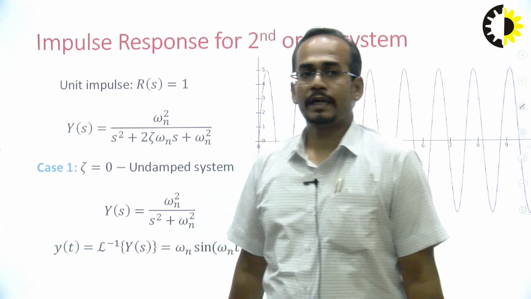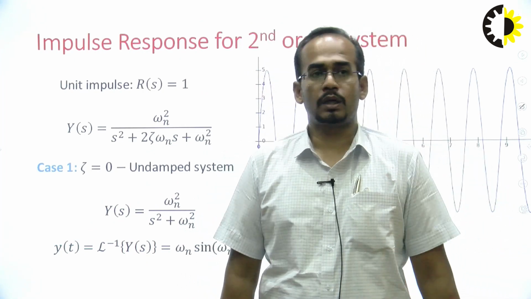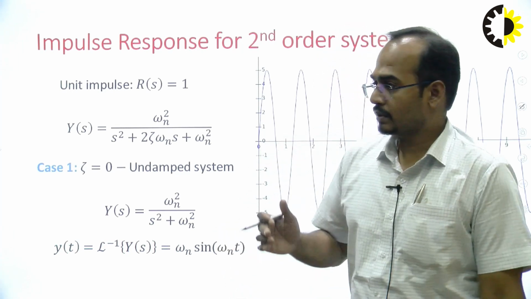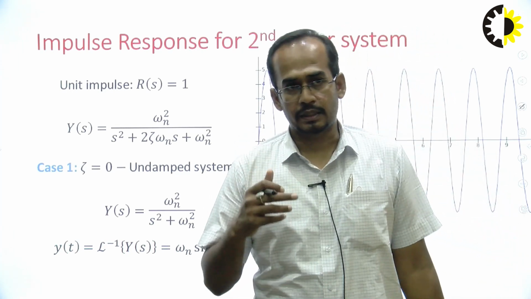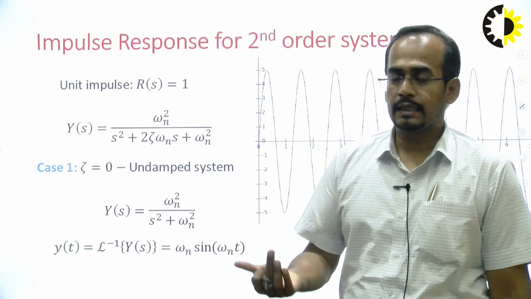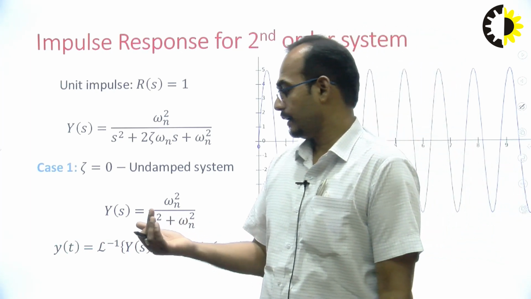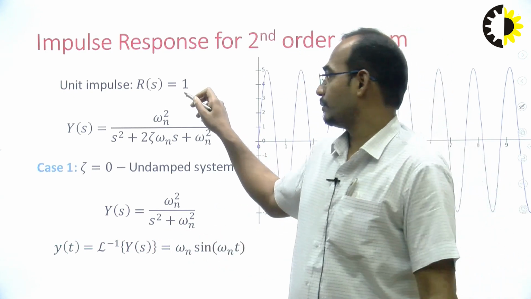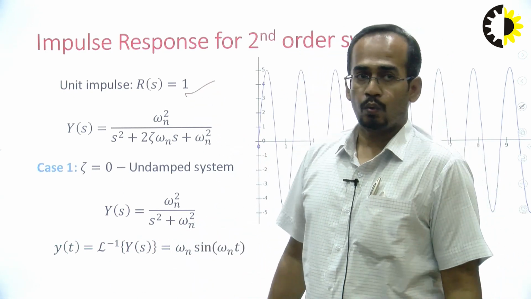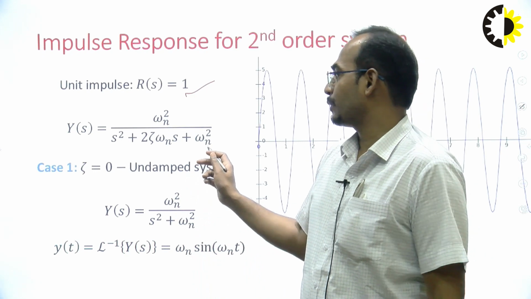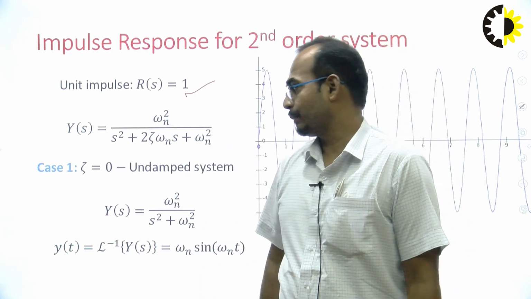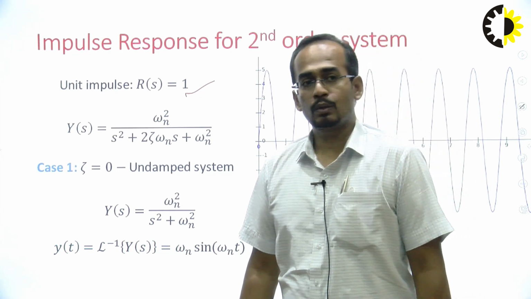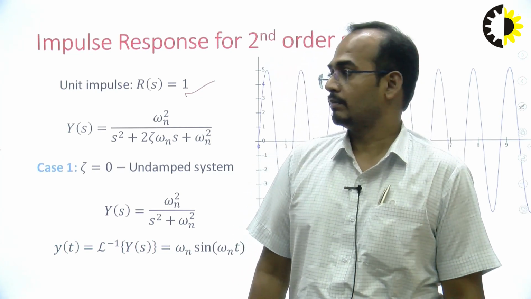Now, what is the impulse response of the second order system? For impulse response, we have to take the input as an impulse signal. What is the Laplace transform of the impulse signal? Laplace transform of the impulse signal is 1. So, what will be the value of Ys? Ys will be equal to omega n square upon s square plus 2 zeta omega n s plus omega n square. So, zeta is equal to 0 will give the undamped system.